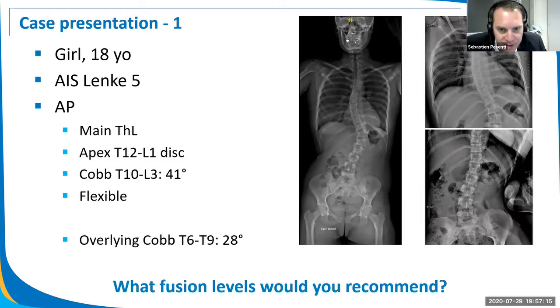You can see that there is an overlying curvature in the thoracic area that is probably structural, as it doesn't change on the side bending. The Cobb angle is only 28 degrees. So the question here is, what fusion levels would you recommend for this patient?